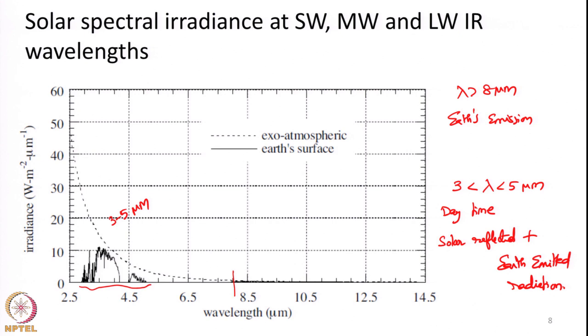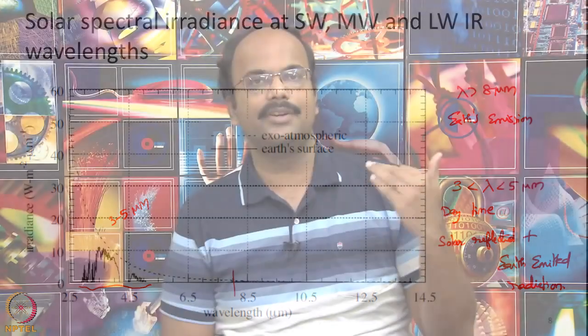So in this lecture and the next lecture, we are going to see the basic principles of how this solar energy interacts with Earth's surface, how the Earth's emitted portion gets emitted, and how both of them reach the sensor. What are the different things that happen to the incoming solar radiation, how it interacts with the surface and how it reaches the sensors.